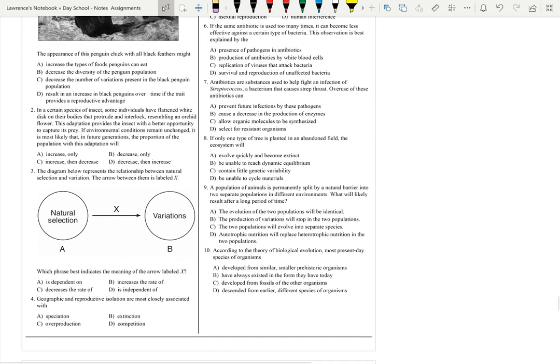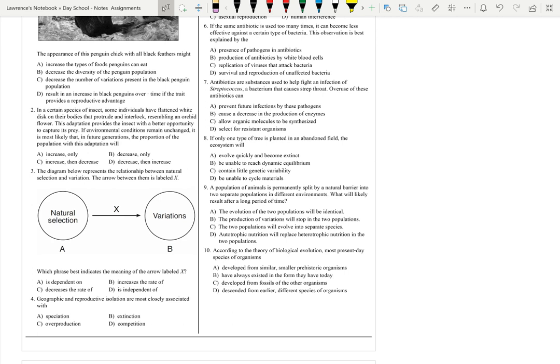2. In certain species of insects and litters of flat and white discs, interlock resembling an orchid flower, so these beetles resemble a flower. This adaptation provides the insect with a better opportunity to capture its prey. Oh, so it mimics a flower, mimicry.